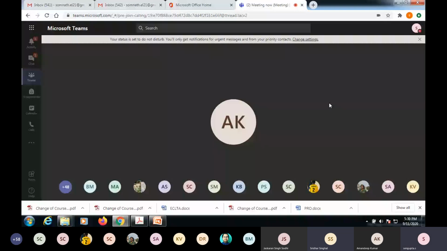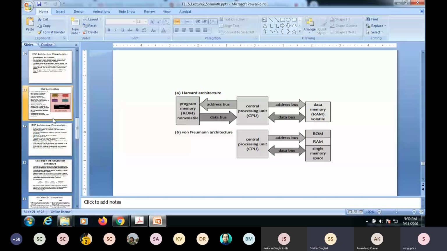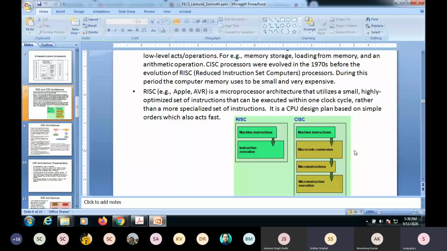Yes. Let us see from the example. Here in this case, these are the machine instructions. They're heavy instructions, so in the CISC architecture they have to be broken down, and even then a lot of fetches and a lot of processing have to be there. So that is why this will take more time.